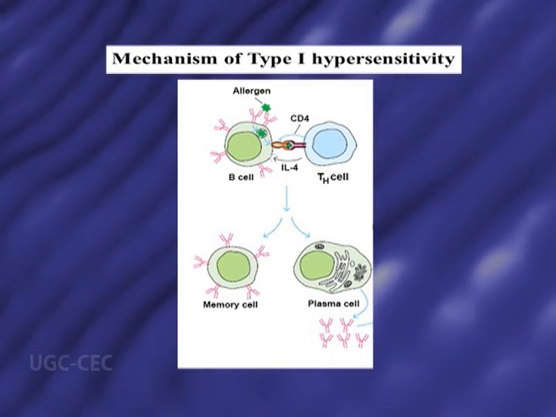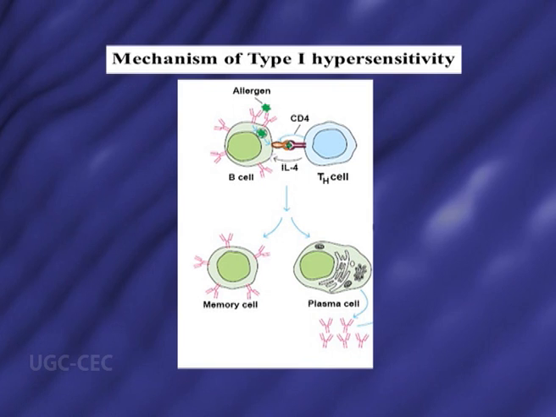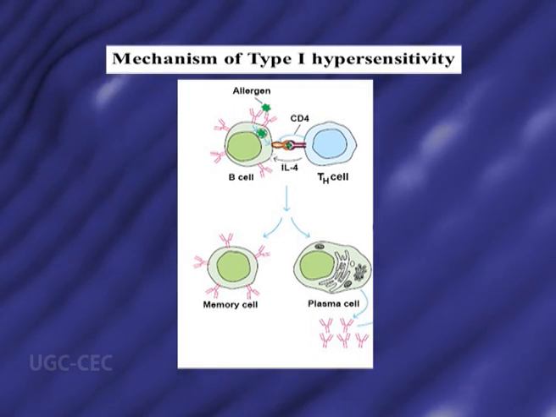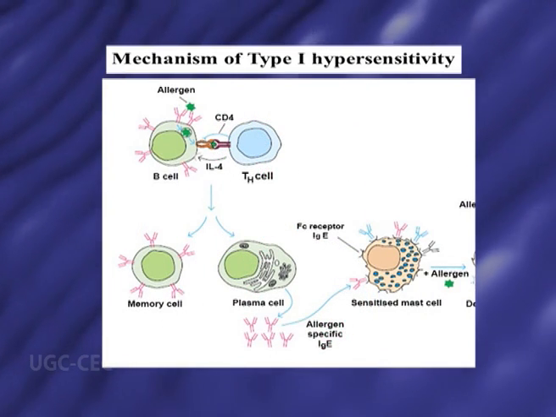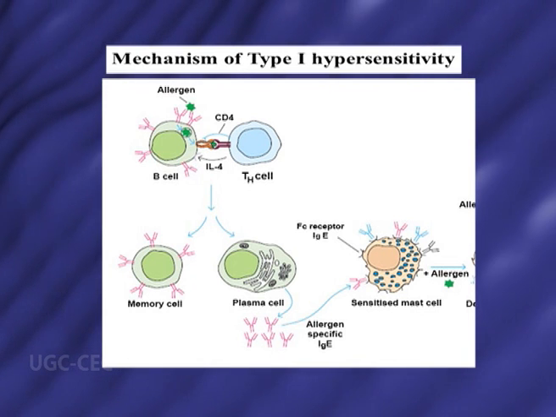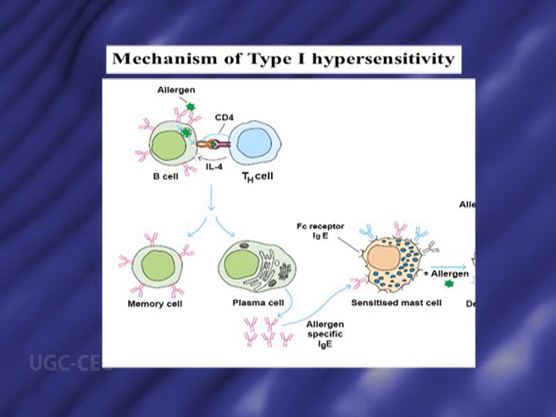After recognition of the foreign molecule, the T cell and B cell both get activated. The B cell continues cell division for several days and produces a clone of B cells. Some of them are converted to plasma cells, or antibody secreting cells, and some remain as memory cells. Plasma cells secrete IgE isotype immunoglobulin. And once the IgE isotypes are generated, they will bind to the surface of mast cells and basophils through the receptor.